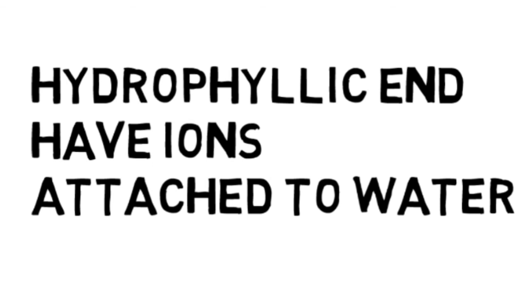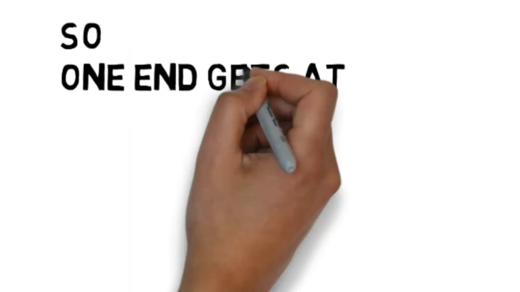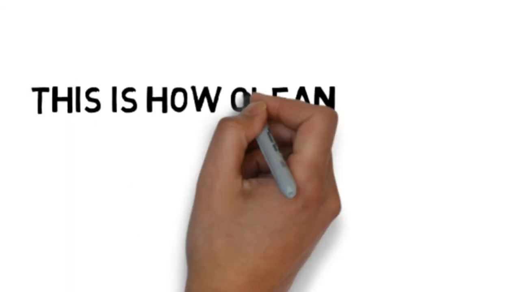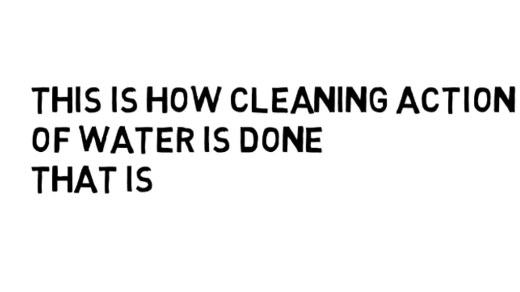Therefore the hydrophobic end gets attached to oil or dirt, whereas the hydrophilic end has ions, therefore it gets attached to water because water also has charges. Both are polar in nature, so they get attached to each other. Hydrophilic end is attached to water, hydrophobic end is attached to dirt. In one soap molecule we can consider the hydrophilic end as the head and the hydrophobic end as the tail. So the head is attached to water, the tail is attached to dirt. I mean to say water is attached to head, head is attached to tail, and tail is attached to dirt. This is how the cleaning action of the soap is done.